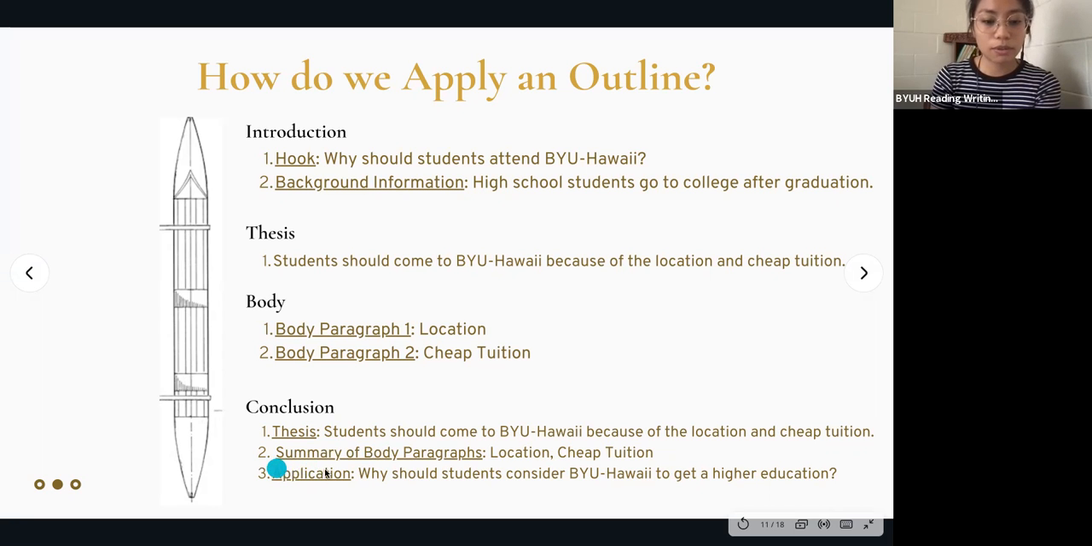And also summarize the body paragraphs about the location and the cheap tuition, then referring to the thesis statement and also the application. So the question here is, why should students consider BYU Hawaii to get a higher education? So after reading the whole paper, the students should consider coming to BYU Hawaii because of da da da da da. So some explanation or some application at the very end of the paper.